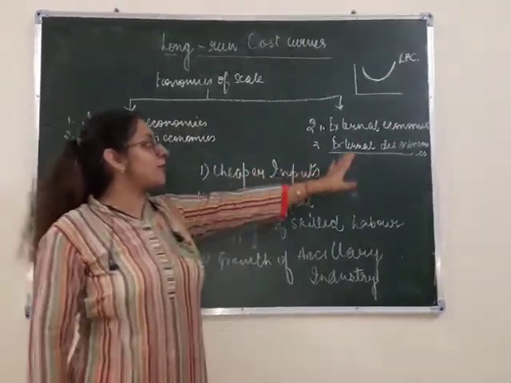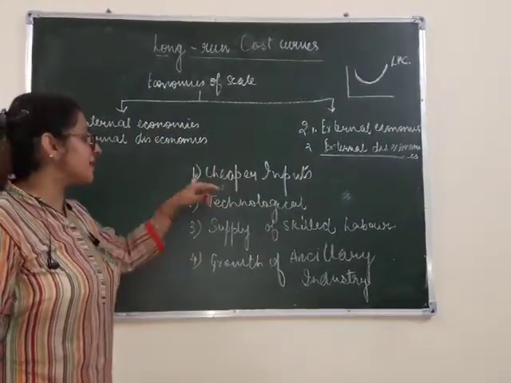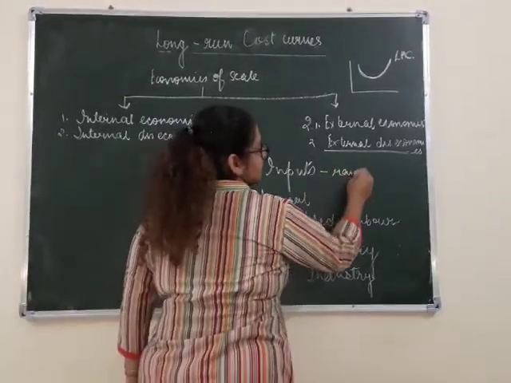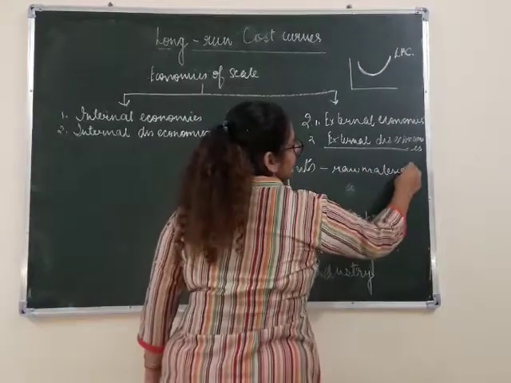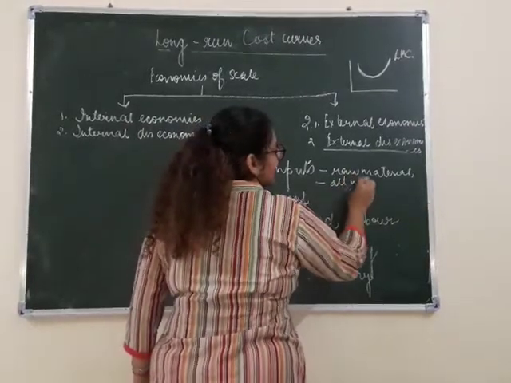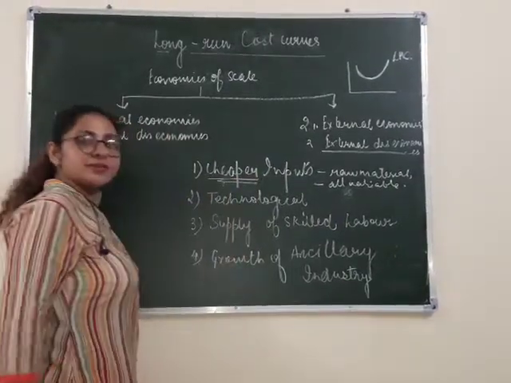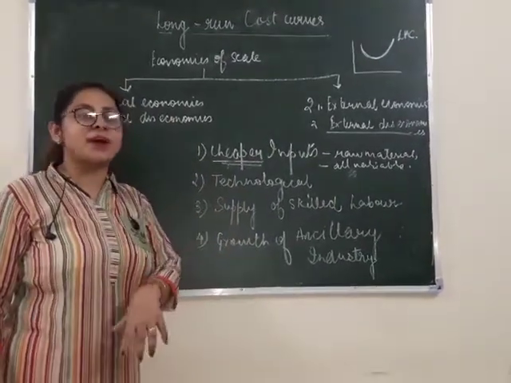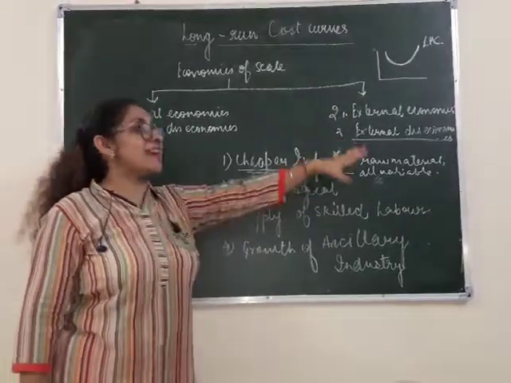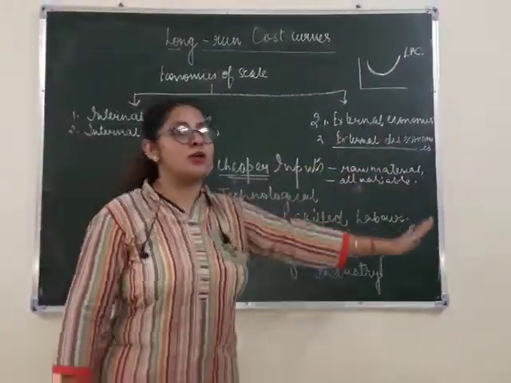So first of all, let's study what external economies are. See, the first heading in your external economies is cheaper inputs. It means you are getting raw material, your plant and machinery, that is all the variable factors, at a very cheap rate. When you are hiring it from the market, you are hiring at a very low rate of interest. These are the cheaper inputs that you are hiring from the external market. That is external, which is why it is known as external economies.